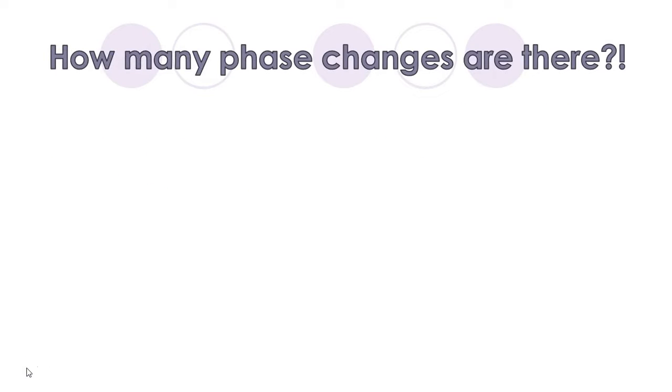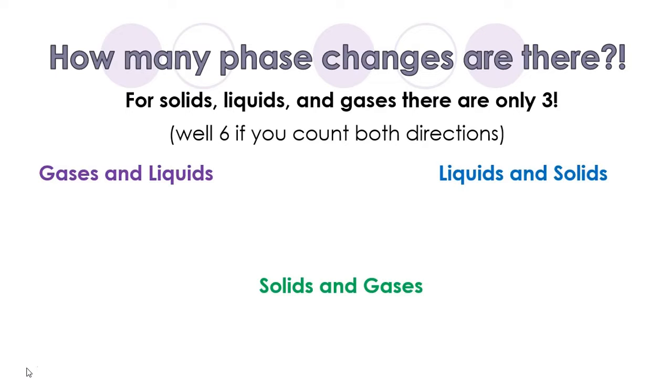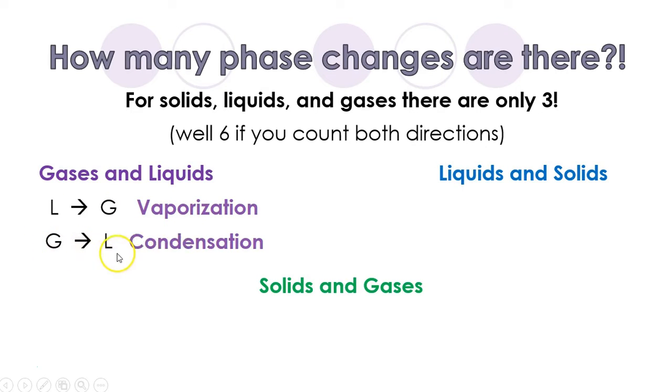Let's first start by talking about the different phase changes and how many we think they are. So we know that going from a solid to a liquid to a gas, that's considered a phase change. But if you count in both directions, you actually have 6 total phase changes. In gases and liquids, going from a liquid to a gas, that's called vaporization. Going the opposite direction, gas to a liquid, that's called condensation.